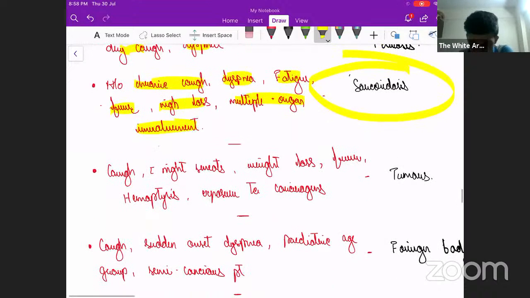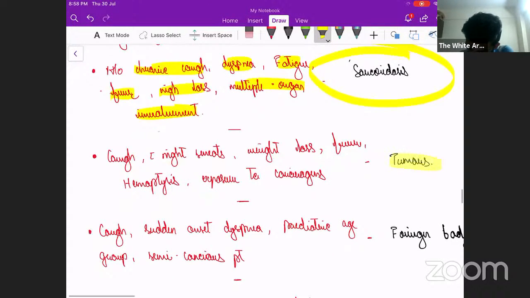Okay, next is the malignancy part. So if it is tumors, again you'll have similar features. Night sweats will be there, weight loss will be there, fatigue will be there, chronic cough will be there. Also, there can be associated hemoptysis and previous past history of exposure to allergens. Any occupational history like pneumoconiosis can be there, or smoking history will be present in case of tumors.